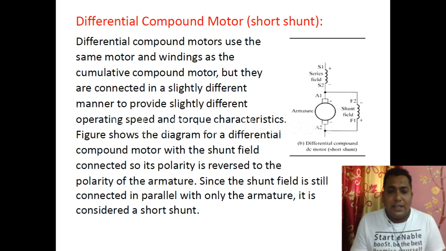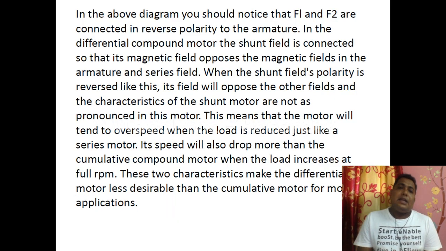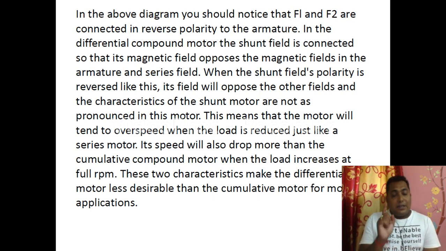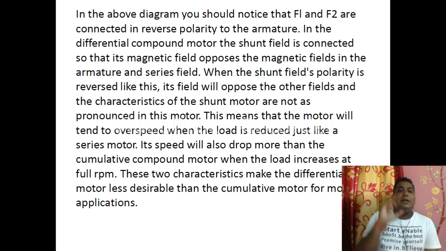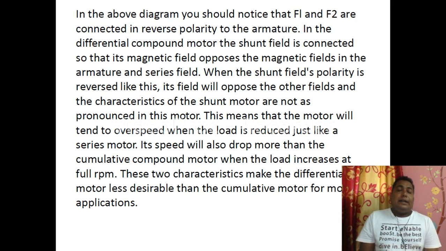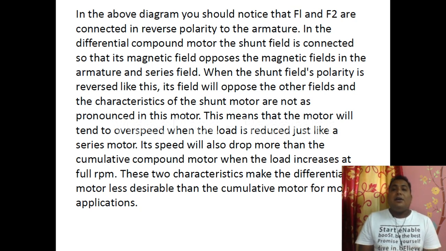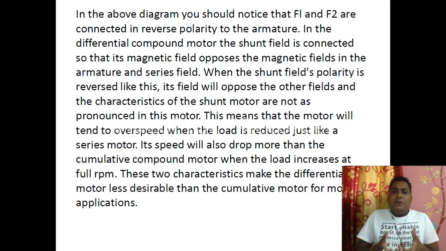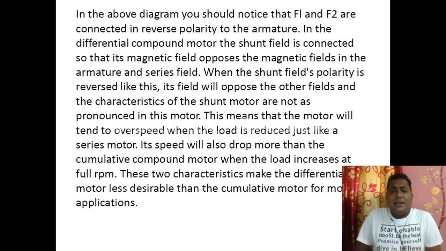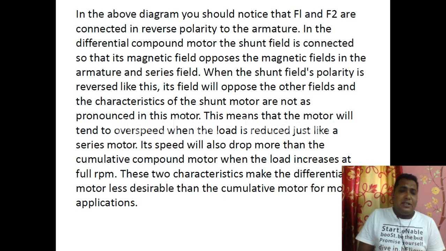Okay, so in this connection, as we can see in the above diagram, you should notice that F1 and F2 are connected in reverse polarity of the armature. Make that point very clear, that F1 and F2, the field terminals, are connected in reverse polarity. In the differentially compound motor, the field winding is connected so that its magnetic field opposes the magnetic field in the armature and series field. Since it is reversely connected, whatever flux is generated is in the reverse direction, so definitely it will oppose the other fluxes.